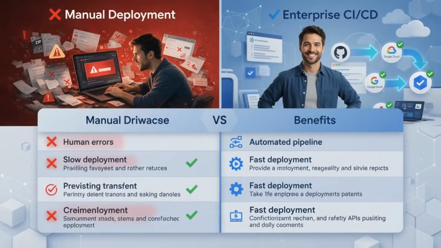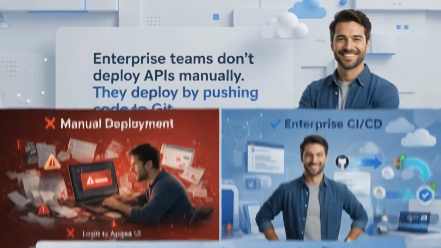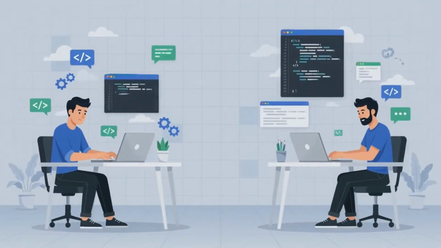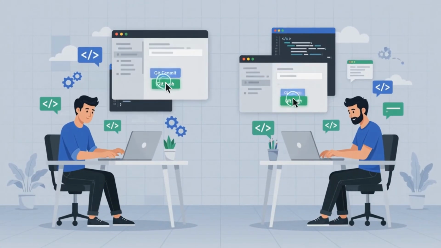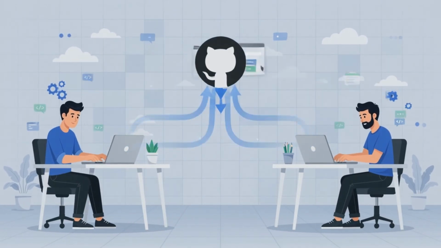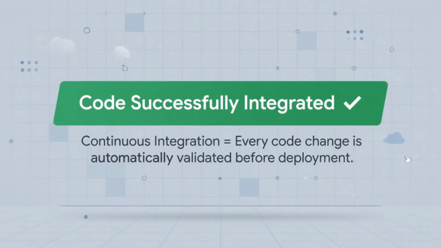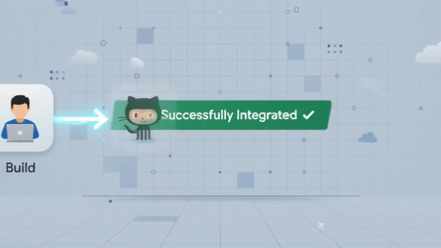Continuous integration means every time a developer pushes code to Git, an automated pipeline immediately validates the latest changes, ensuring the project remains stable before moving to the next stage. Continuous delivery takes automation one step further. After the code is successfully built and all automated tests pass, the application is ready for deployment.